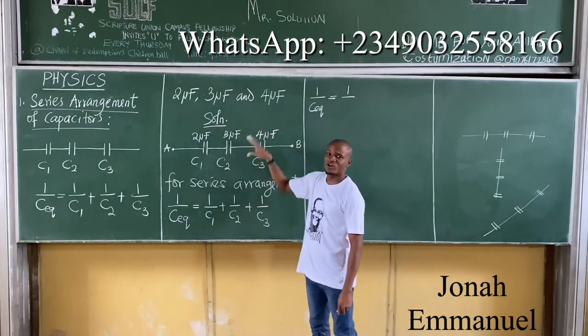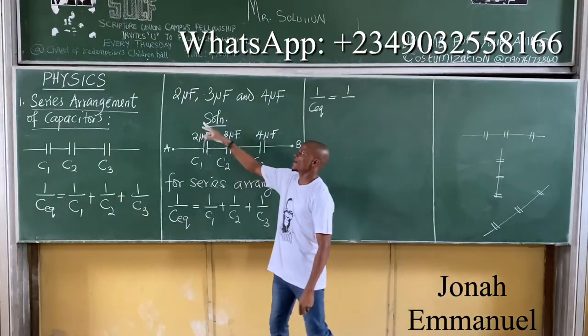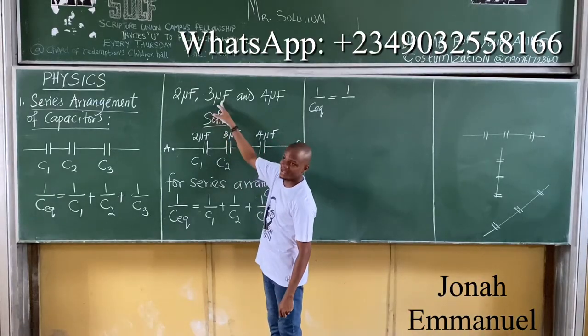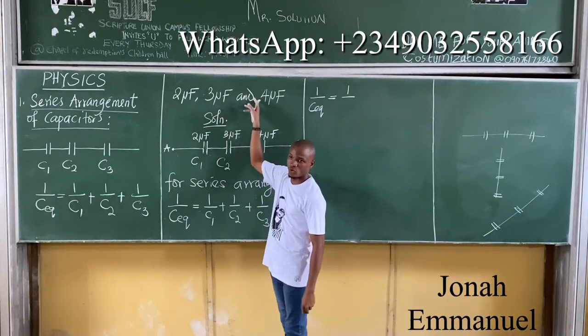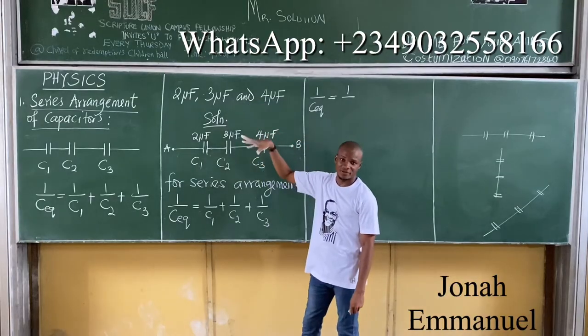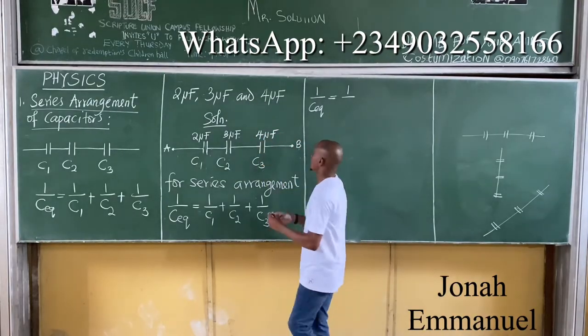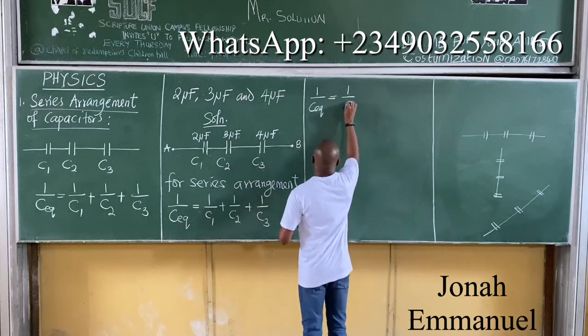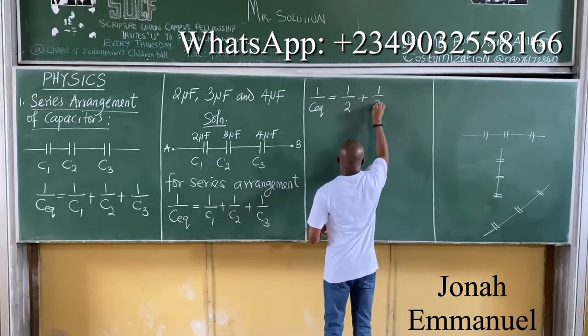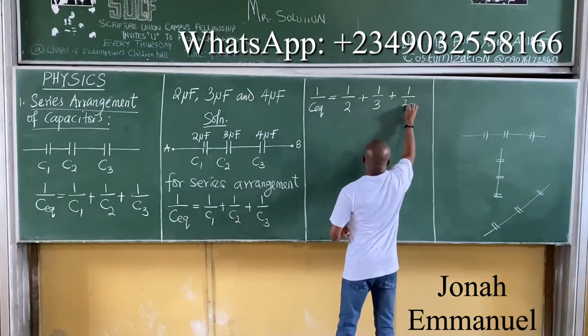this one was mega, this was, let's say, pico. First of all, convert them before solving. But of course, they are the same, so don't bother. I'll just use the numbers instead. 1 over 2 plus 1 over 3 plus 1 over 4.